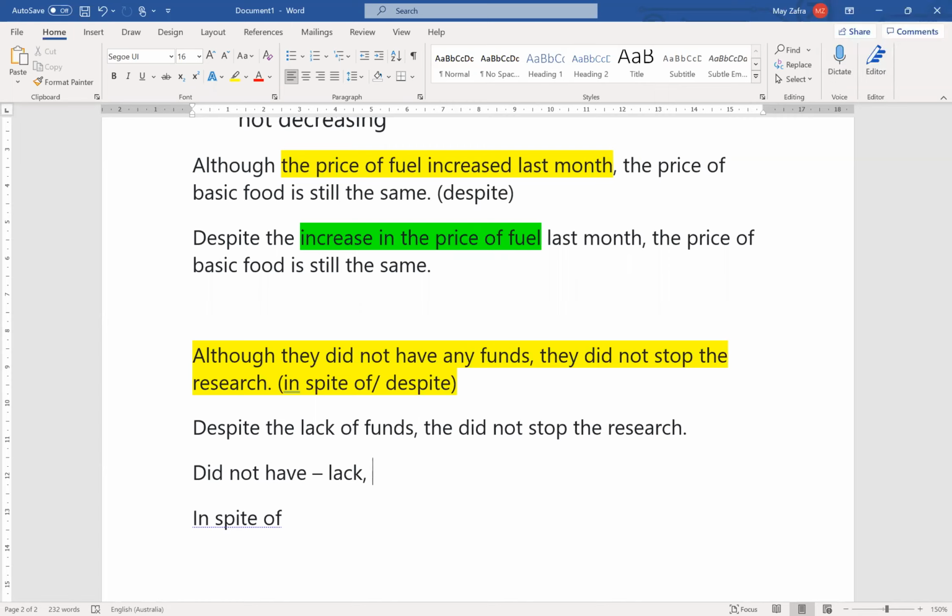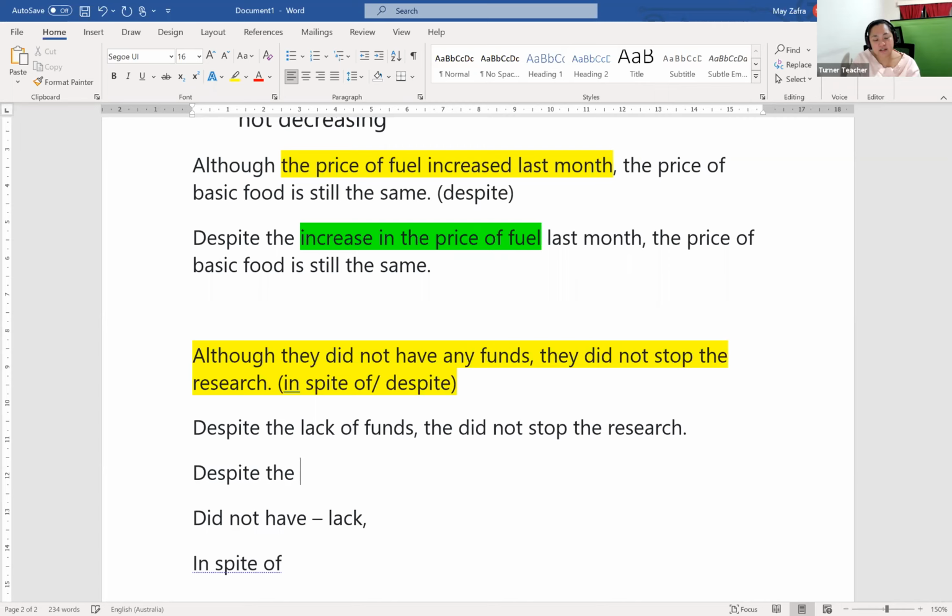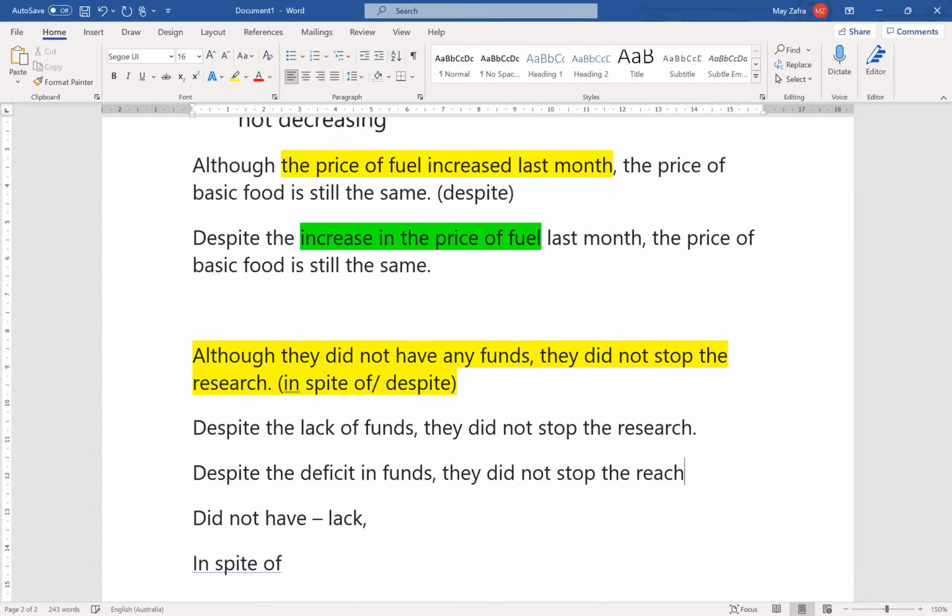Shortage. Shortage is a noun, yes. Deficit, deficit is a noun. Despite the deficit in funds, they did not stop the research. The problem is you guys are trying to use the same words, which doesn't fit. You have to think of another word that would fit in the context with the same meaning.